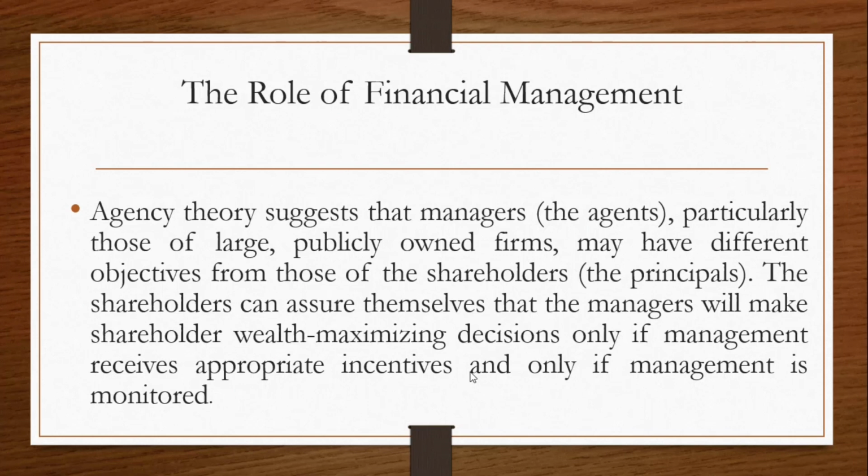The first is the shareholders, or what we say the stockholders, or simply the owners. But they are not running the company, especially if it is a large company. The company is run by the agents, the managers. So the agency theory says that the managers are the agents of the principals, who are the shareholders. The shareholders can assure themselves that the managers will make shareholder wealth maximizing decisions. This is the very basic purpose of financial management: the maximization of the shareholders' wealth.